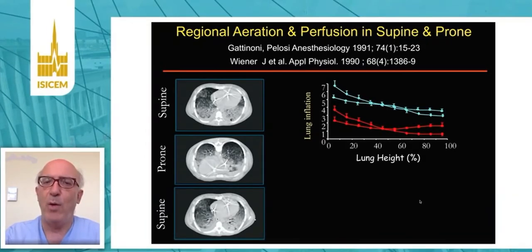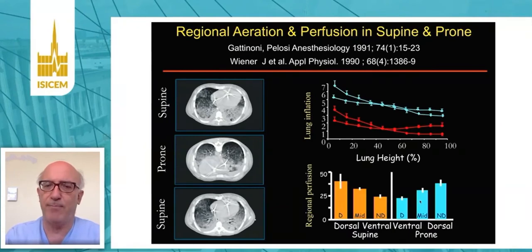When we look at the lung inflation in normal, blue lines, and RDS patients, red lines, we found a vertical gradient in lung inflation from non-dependent to the dependent lung regions, while in prone position, a more homogeneous distribution of inflation. On the other side, if we look at the regional perfusion, as you can see here, in supine position, perfusion is mainly distributed in the dependent lung regions compared to the non-dependent ones, while in prone position, the perfusion remains in the non-dependent part.